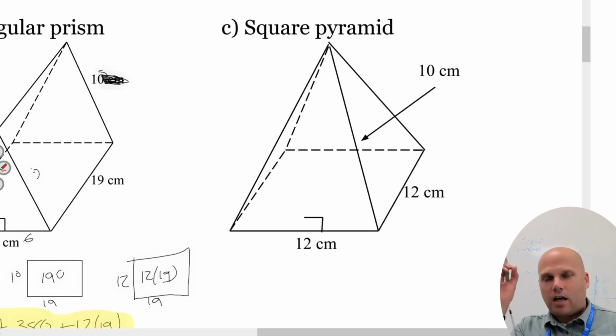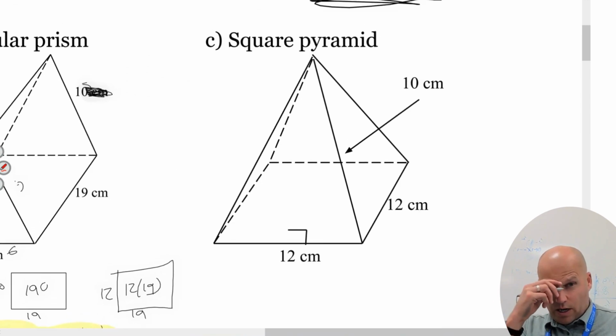It's not an arithmetic class, it's a geometry class. Doesn't mean you don't know how. All right, well, there you go. It doesn't mean you shouldn't know how to do the arithmetic.